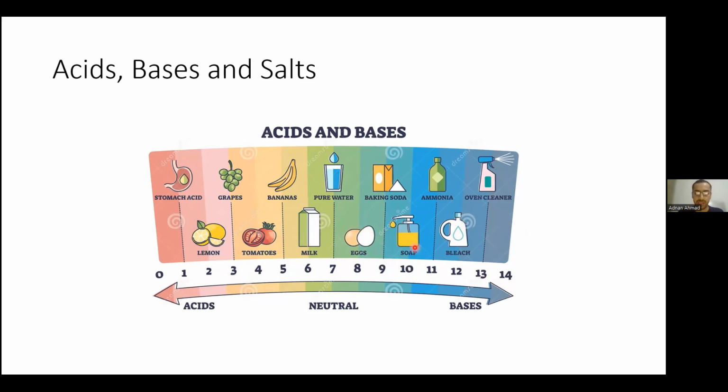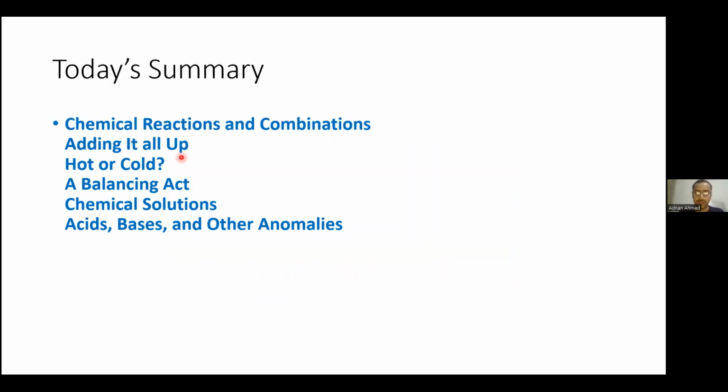Eggs, soaps, baking soda, ammonia, bleach, and oven cleaner are bases. So the cleaning detergents that you use are also bases. So this was all about today's lecture.